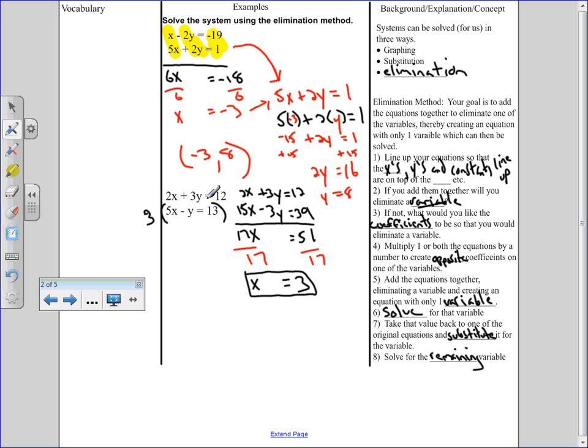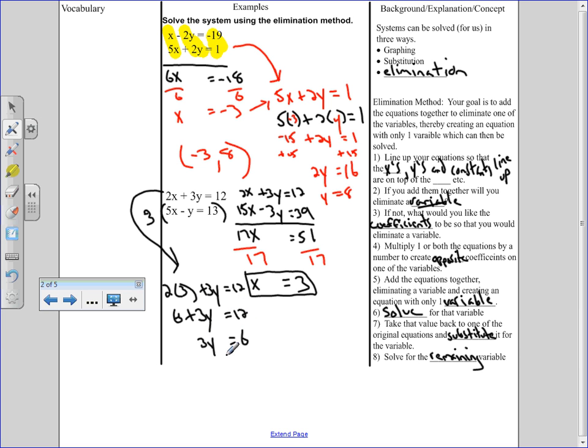I can go to either one of the originals or one I made. I could go to this one, but I would choose one of the originals. In this case, I would choose this one. There's no negatives. Let's do it. 2 times x is now 3 plus 3y equals 12. So 6 plus 3y. Let me fix that 6 there. Equals 12. So 3y equals 6.